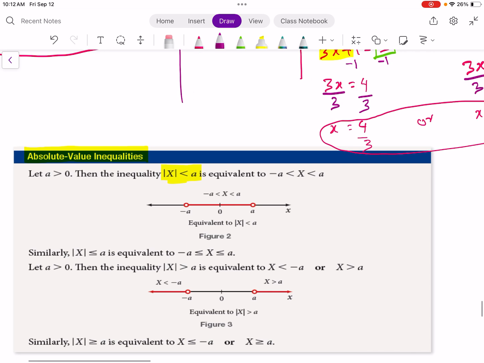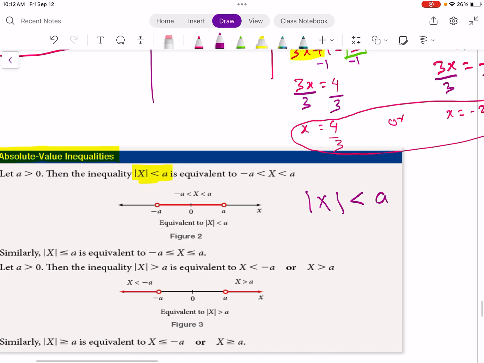So we have absolute value of x less than a. We can have less than, greater than, less than or equal to, greater than or equal to, not equal to. If we see these signs in any mathematical statement, that is an inequality. And in this case we have this absolute value expression and we have an inequality, and this makes an absolute value inequality.